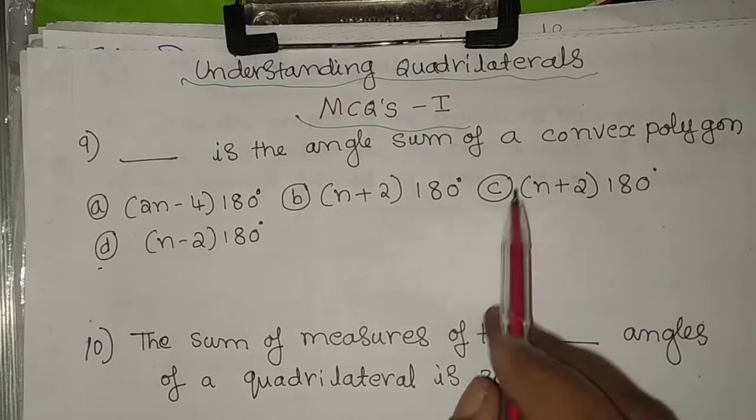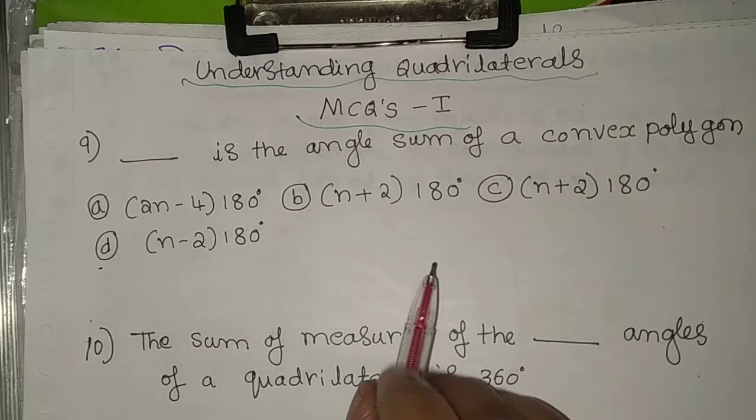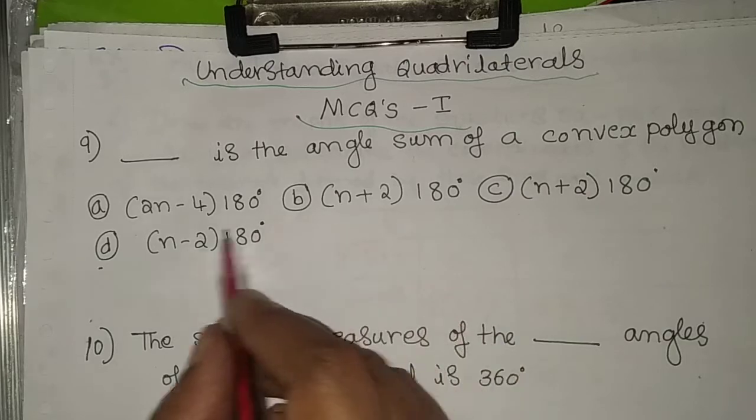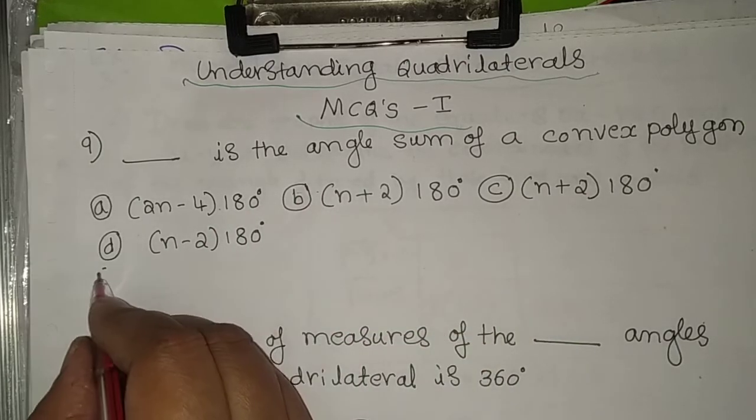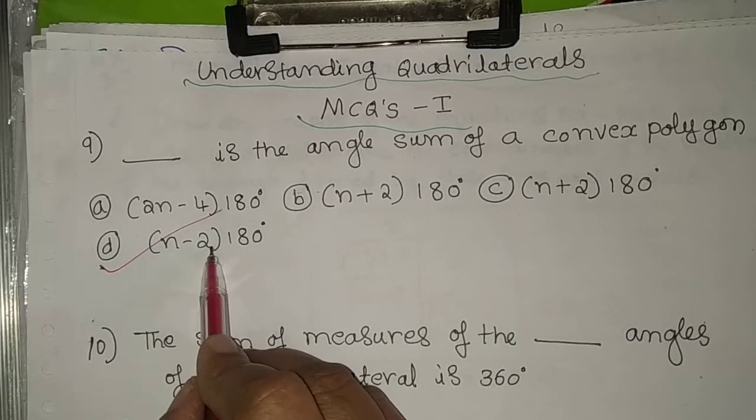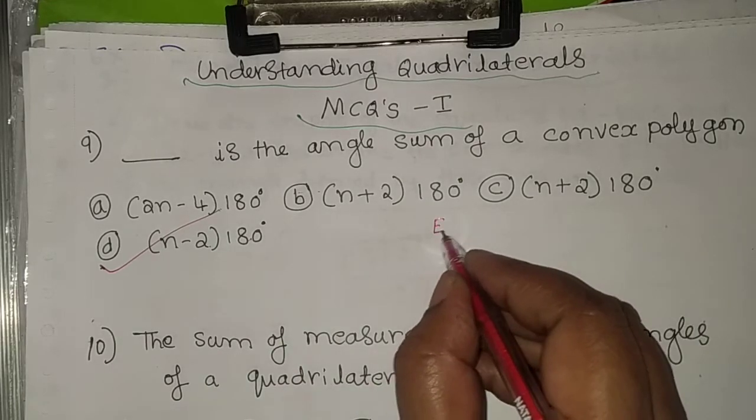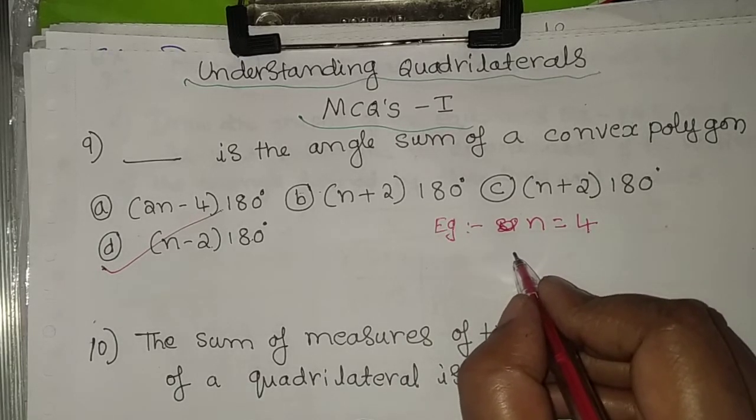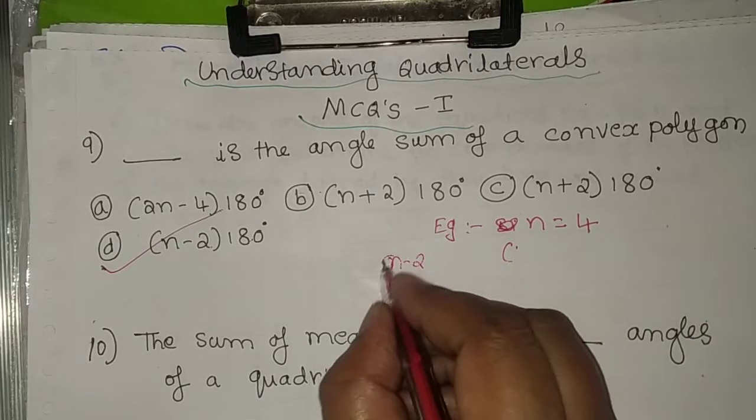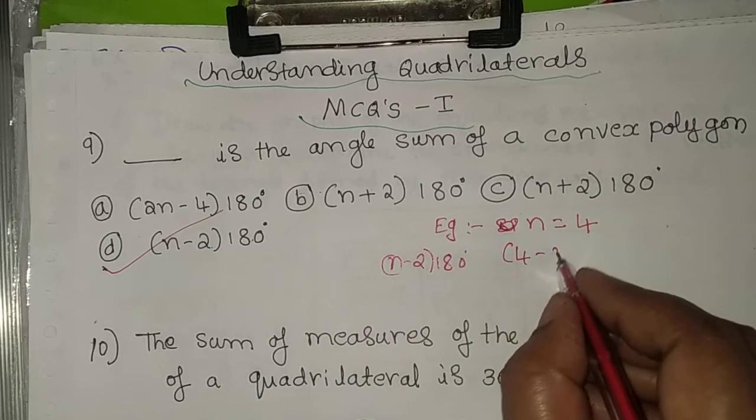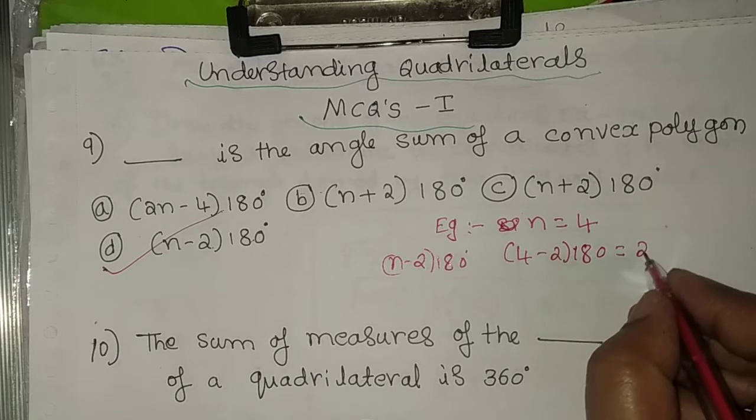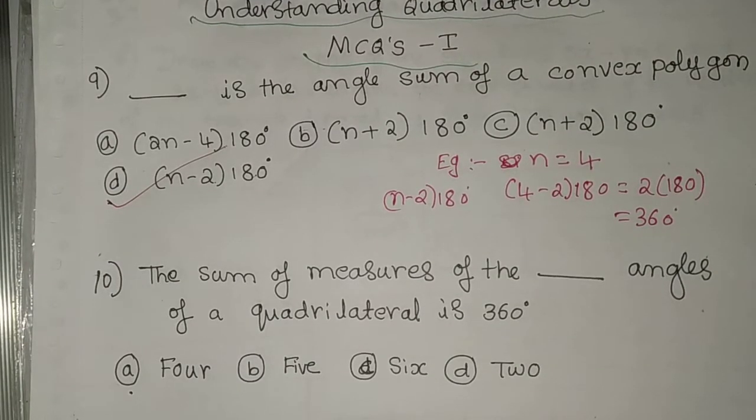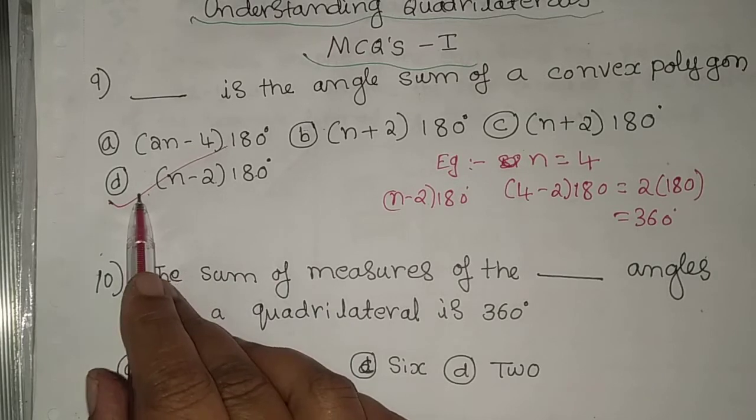Next we move on to the 9th question. In the 9th question, dash is the angle sum of a convex polygon. Which is the formula for the sum of the angles of a convex polygon? For example, see there are 4 options. So this one is correct, that is number of sides minus 2, into 180. For example, n is equal to 4. Substitute here in the formula, that is (n minus 2) into 180, that is (4 minus 2) into 180, is equal to 2 into 180, which is equal to 360. So this is the way to calculate. So this one is the correct formula. So option D is the correct answer.